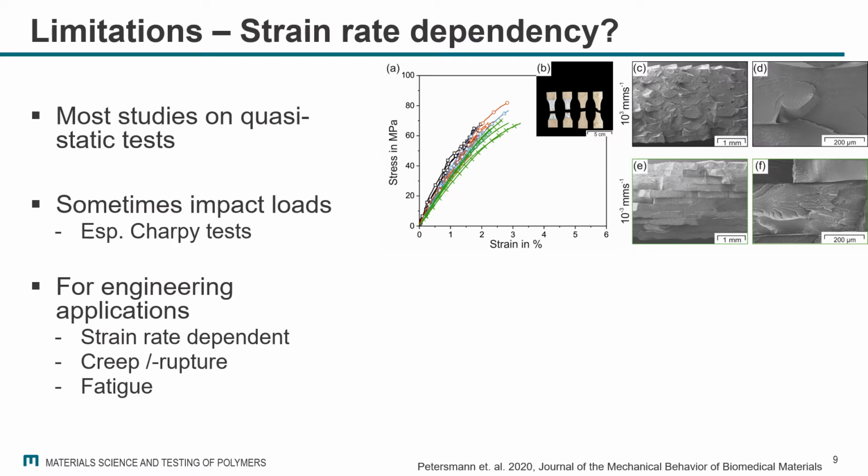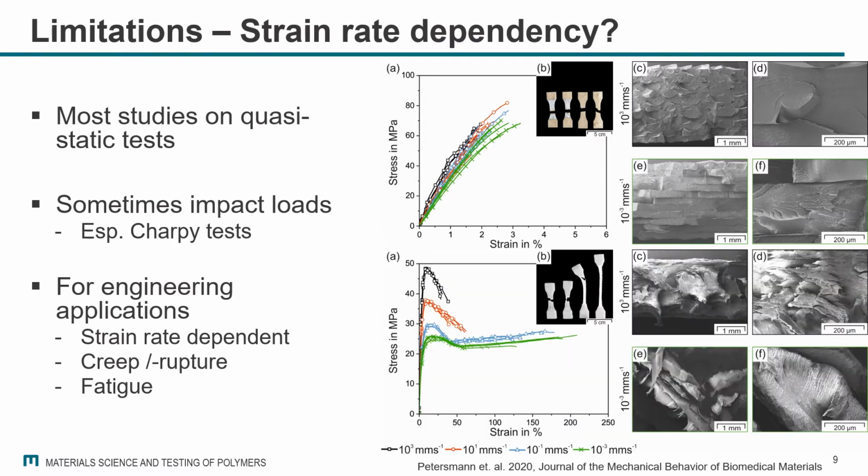For tensile tests on PEEK, we can see here we have a slight change in properties, but it's actually not too much. But for example, on PVDF here, or similar it would be for polypropylene, for example, we have quite a drastic change in properties depending on the applied loading rate.